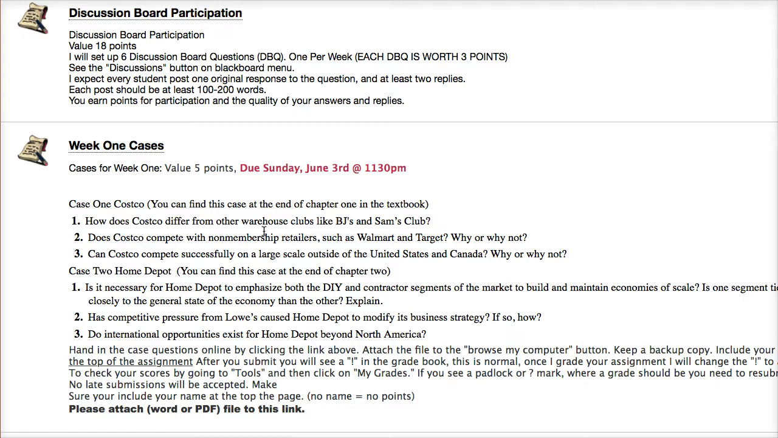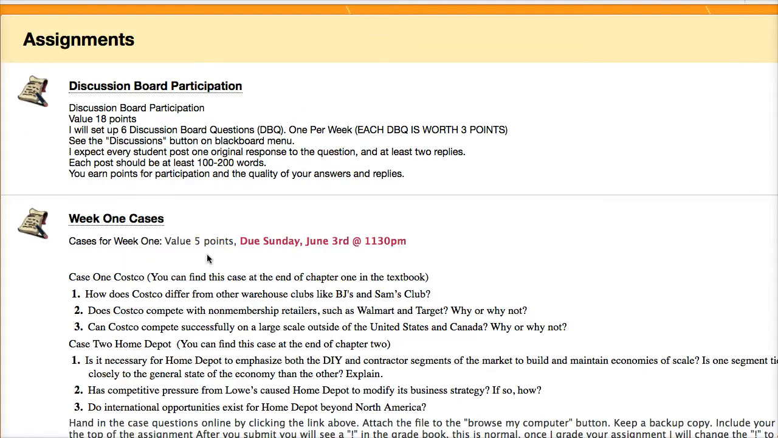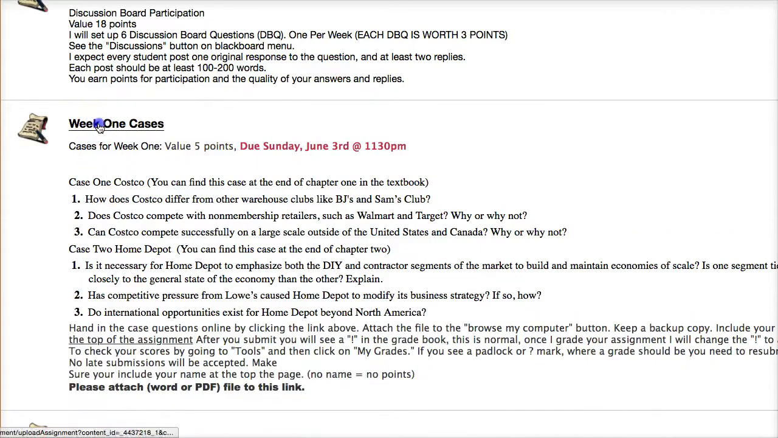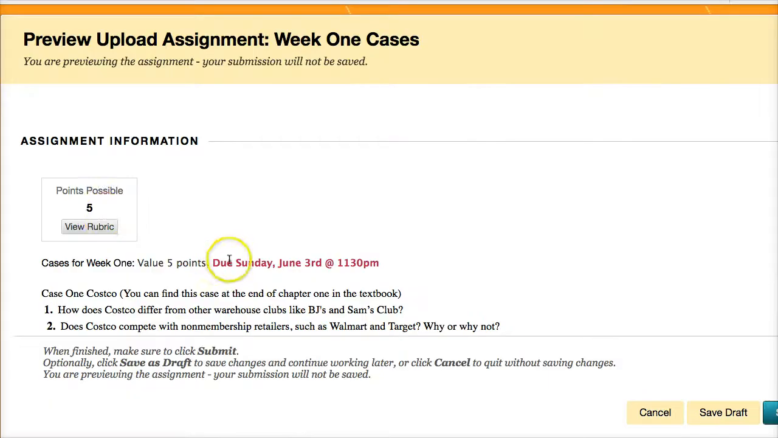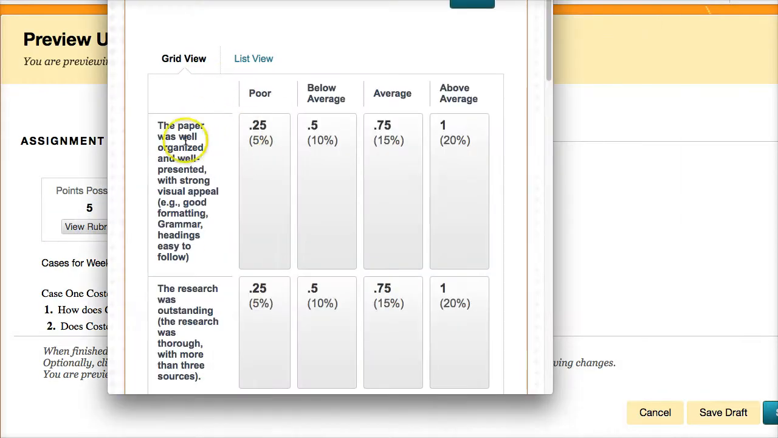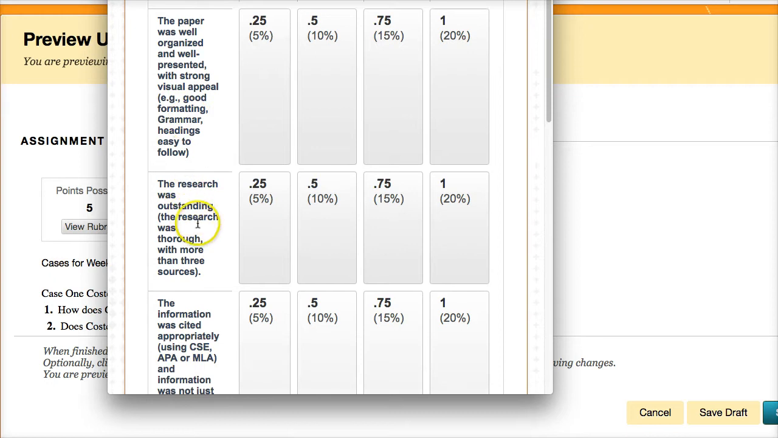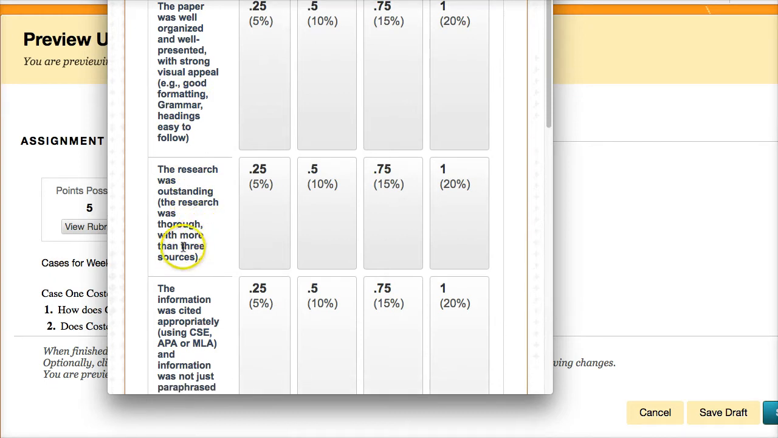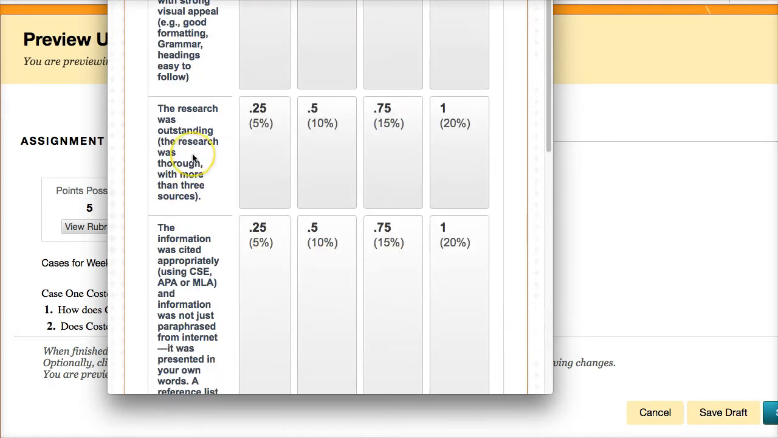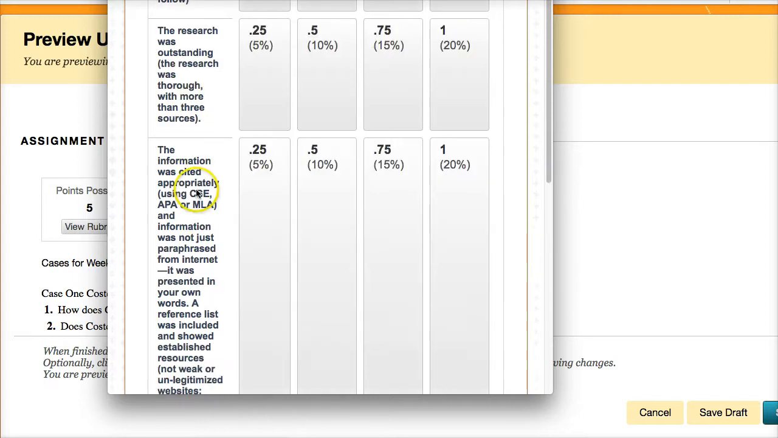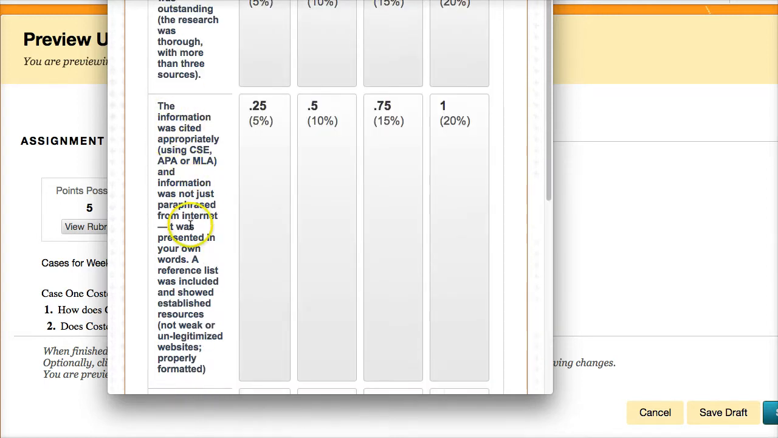I do have a rubric, and when you are putting this case together, you should look at it. I believe you can find it here, view rubric, when you click on the class. A rubric is a guide to what I'm looking for when I'm grading the case. Here: paper is well organized, well presented, strong visual appeal, good formatting, grammar, headlines. Research was outstanding, more than 3 sources, per chapter case, and you're citing properly.